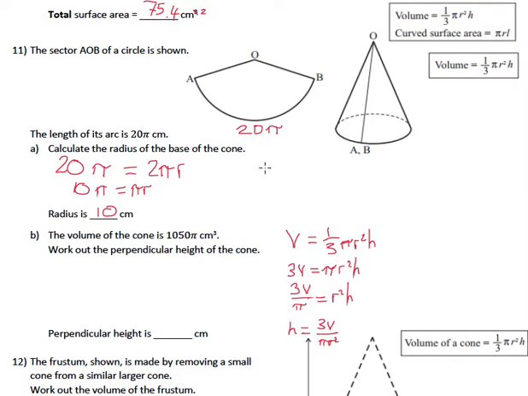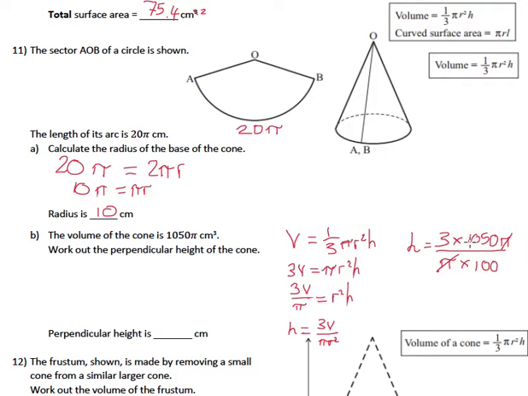So now I just substitute in what I know. I know that the radius is 10, and I know the volume because that's given to me in the question, and I can work out the height. So the height is 3 times the volume, which is 1050 pi, divided by pi times the radius squared, so pi times 10 squared, or pi times 100. And I can see that pi cancels off, so I've got 3 times 1050 divided by 100.